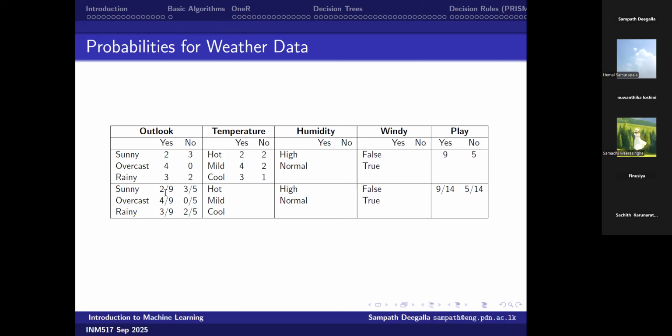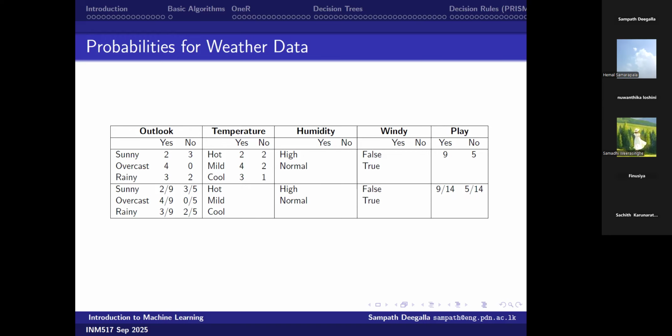Similarly, given outlook is sunny, the probability of classifying as no is 3 out of 5. Likewise, you can calculate this. Let's try to fill this table because this is what we need to understand first. Similarly, if you check the temperature column and select temperature equal to hot, there are 2 and 2. Mild, you have 4 and 2. Cool, you have 3 and 1.